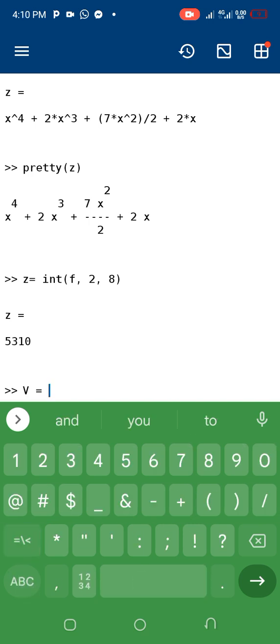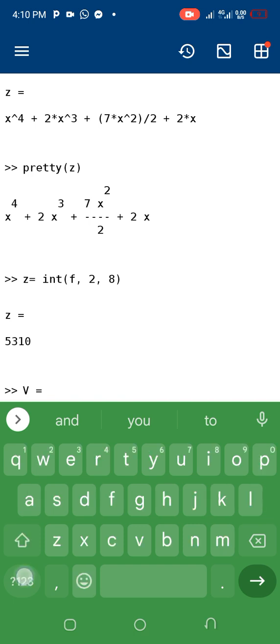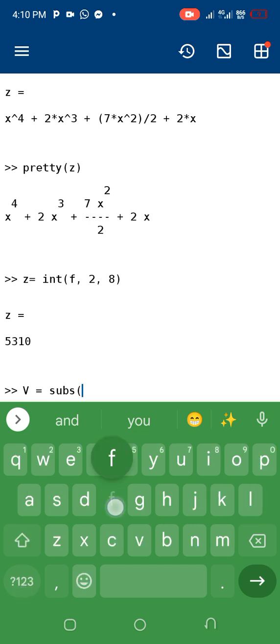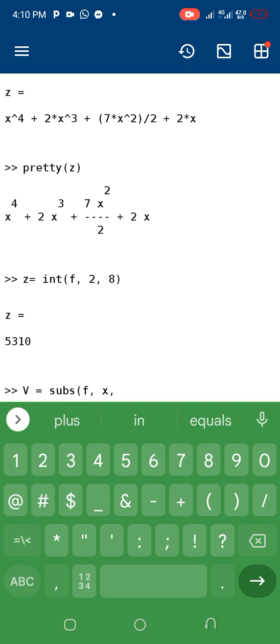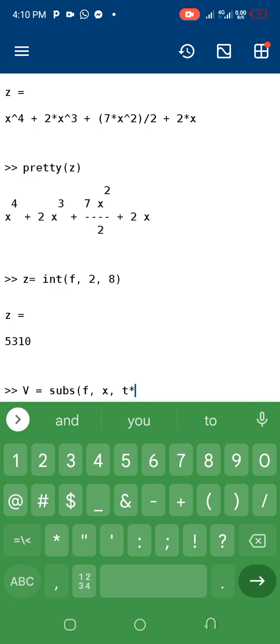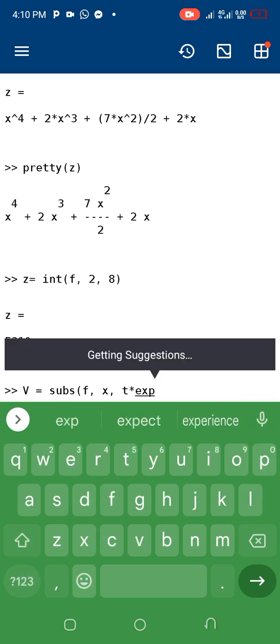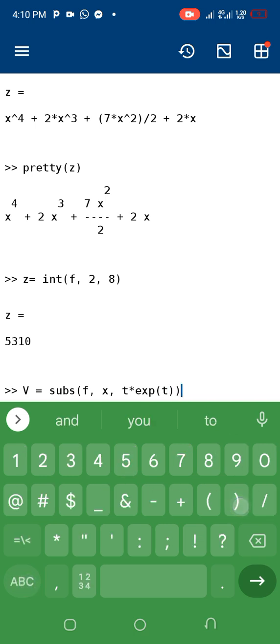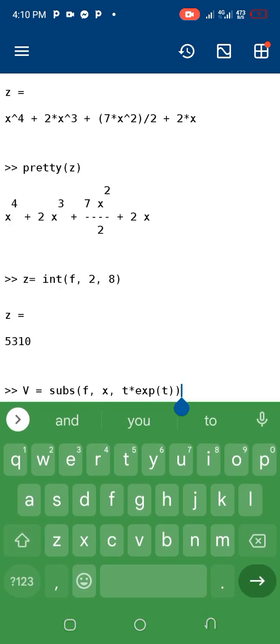So it is going to be v, which is equal to, we want to substitute, using the subs function, we want to substitute in f. Okay, f is a function of x. Then we substitute wherever there is x, we substitute it with t times exponential of t. So let's complete this and we see the function that is going to come. Okay, we enter.